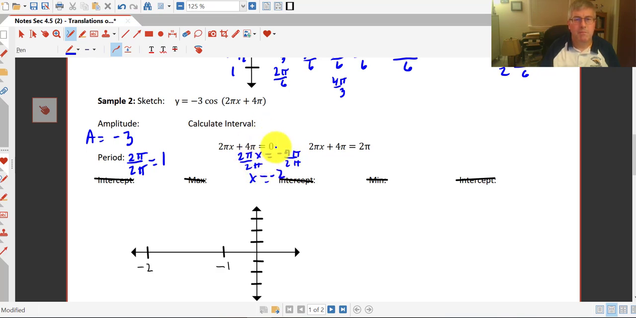So that's going to be the minimum of our interval. And let's see what the maximum is along the horizontal axis. Again, we're going to subtract 4 pi. So we get 2 pi x equals negative 2 pi, because I subtracted 4 pi from both sides. When I divide by 2 pi, I get x equals negative 1. So our curve is all going to occur here for one period between negative 2 and negative 1.